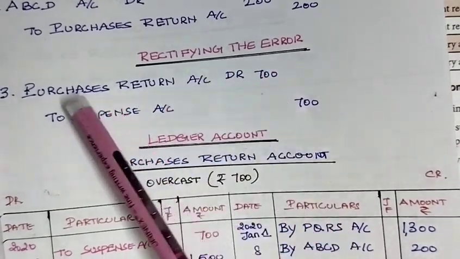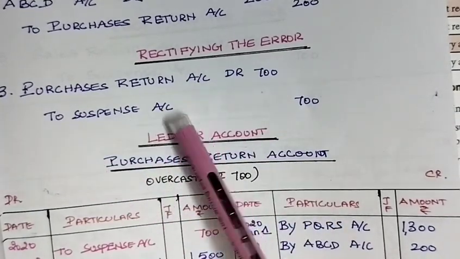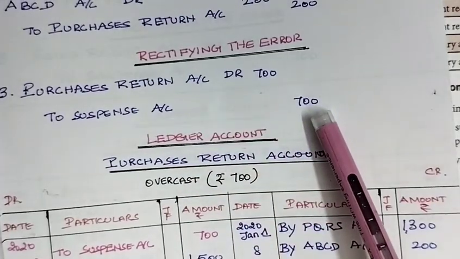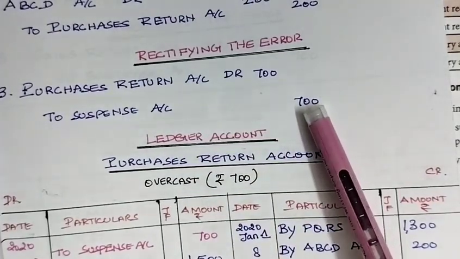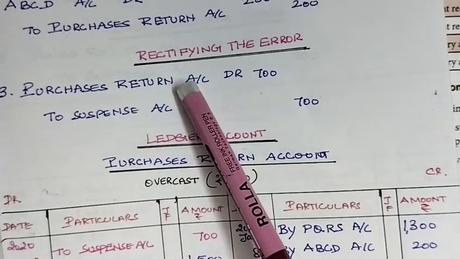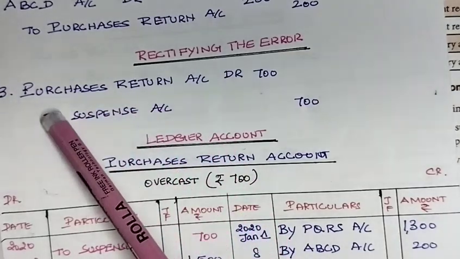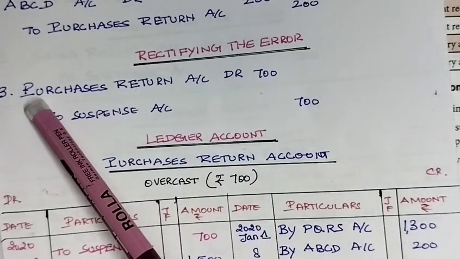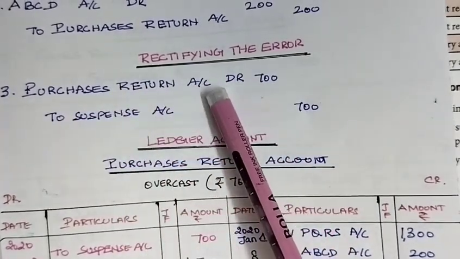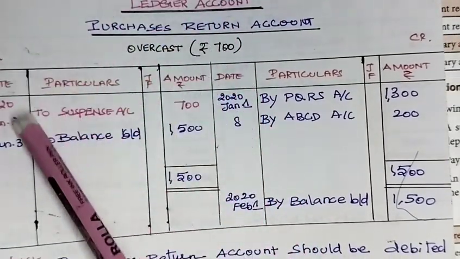That means purchases return account debit to suspense account. You have to create the suspense account here to tally the trial balance. Okay, where does the purchases return account appear? On the debit side. So on the ledger account debit side, you enter the purchases return account, right?